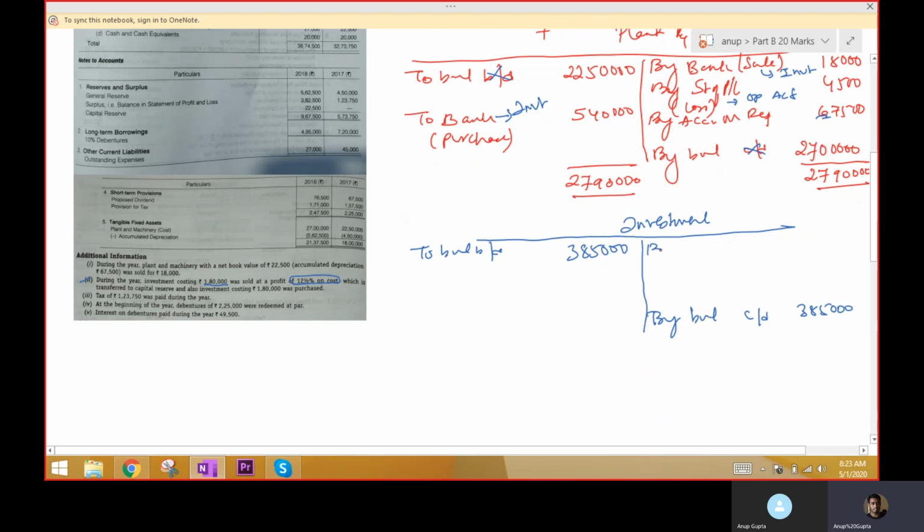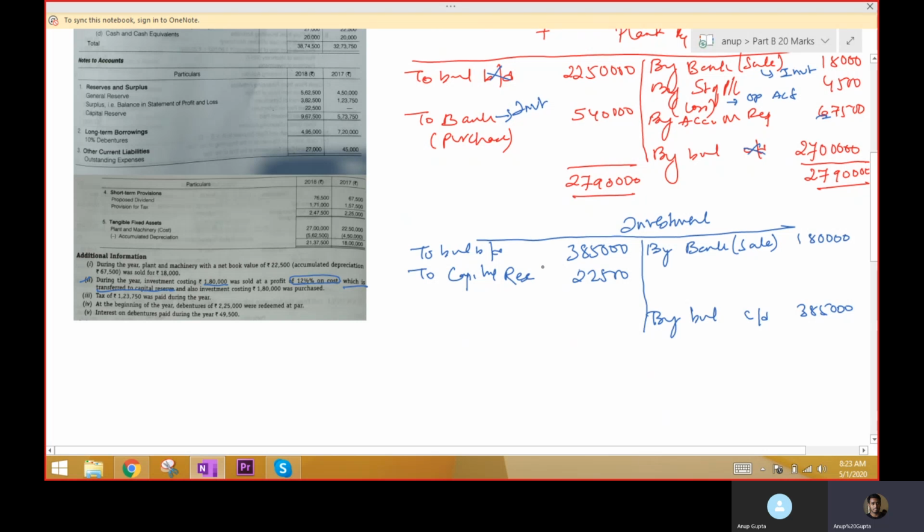So let us sell the investment by bank, because selling of the asset will decrease the asset. How much? 1,80,000. Like I said, profit will be on the opposite side. So how much is the profit? The profit will be, I guess, 22,500. Yes, 12.5% on 1 lakh, it is 22,500. But this profit will not go in the statement of P&L like in other cases. Why? Because if you read the question, they said it is transferred to capital reserve. So this will be transferred to capital reserve. This will not go in the statement of P&L.